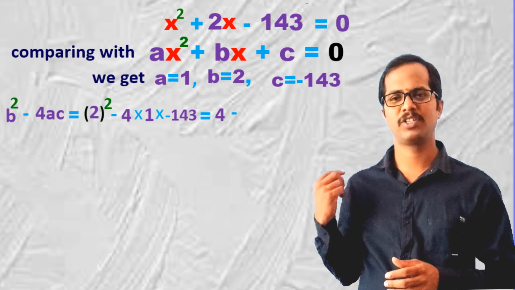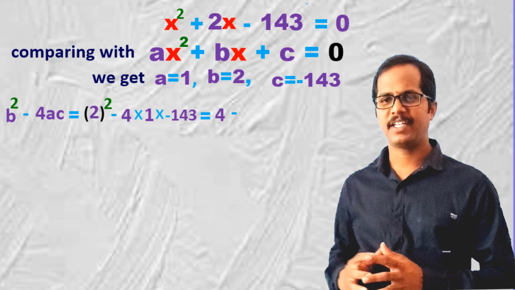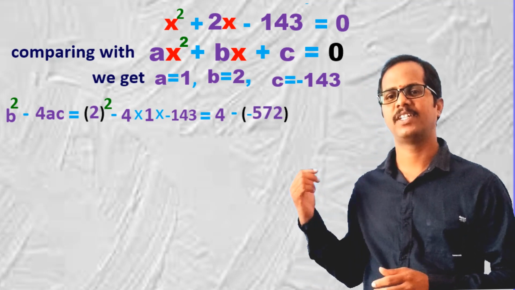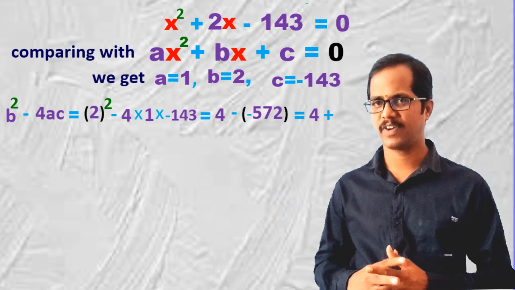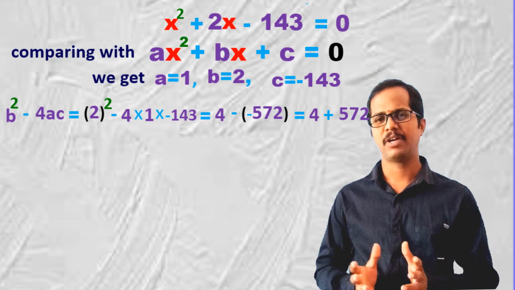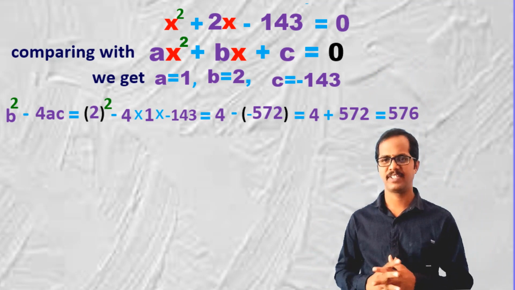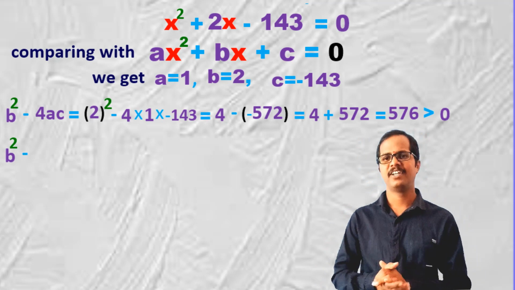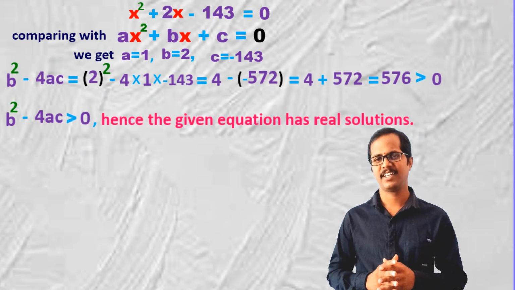If you multiply 4 into 1 into minus 143, we get minus 572, and further simplifying we get 4 minus into minus becomes plus, 4 plus 572. By adding these two, we get b square minus 4ac value as 576, which is a positive integer. That means b square minus 4ac is greater than 0. So hence the given equation has real solutions.